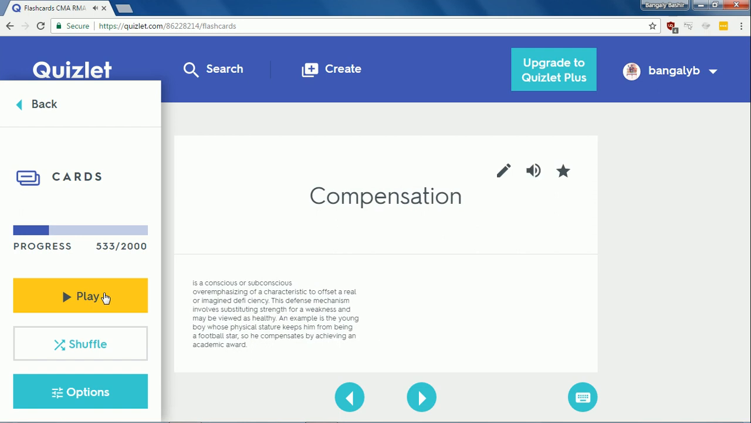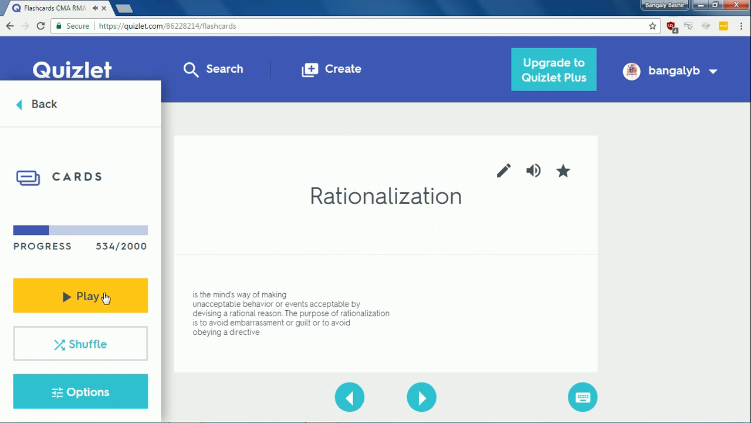Compensation. Rationalization is the mind's way of making unacceptable behavior or events acceptable by devising a rational reason. The purpose of rationalization is to avoid embarrassment or guilt or to avoid obeying a directive.